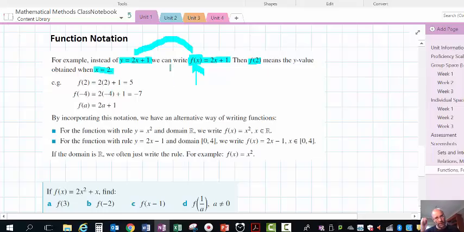So f of 2 is how that's pronounced, and f of 2 would be the substitution of 2 in there instead of x. You can see that's what's happened here. The answer is 5. F of negative 4, for example, would look like that. And more generally, some other number, generalized, f of a would be 2a plus 1. So by incorporating this notation, we have an alternative way of writing the equations for functions.